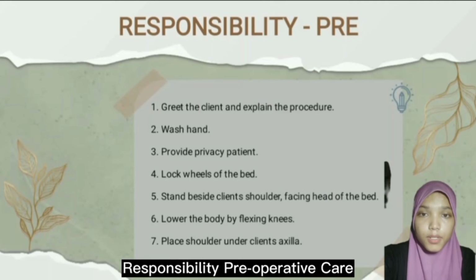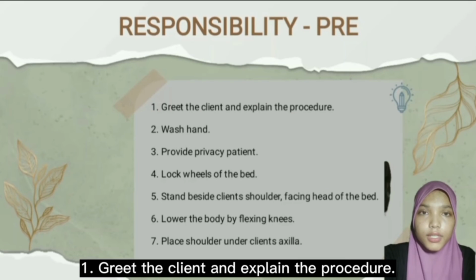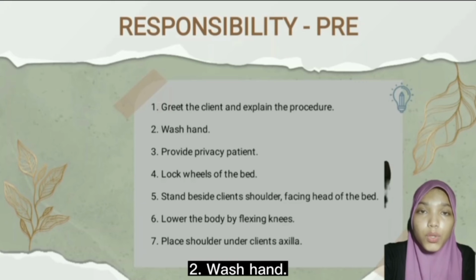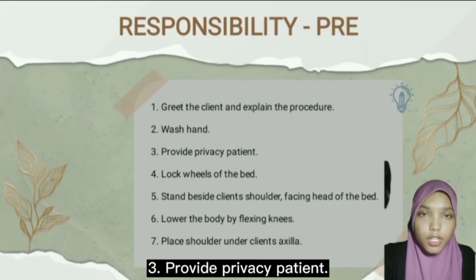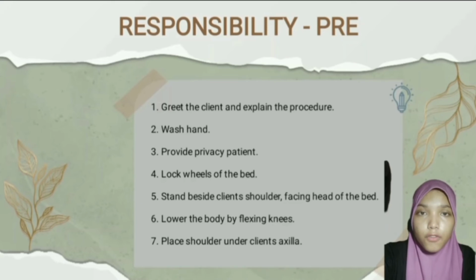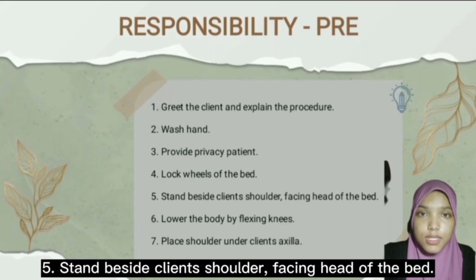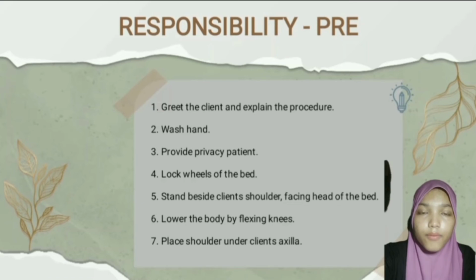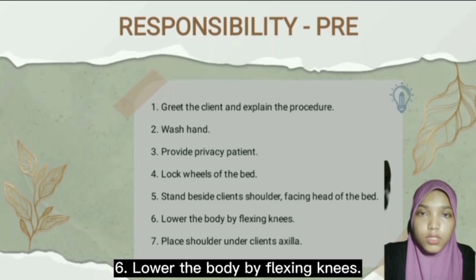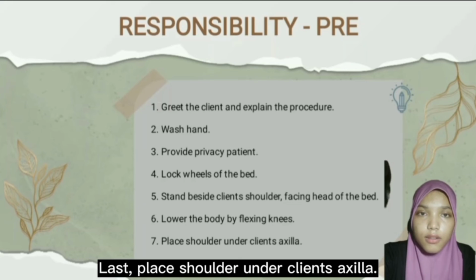Pre-operative care. Number 1, greet the client and explain the procedure. Number 2, wash hands. Number 3, provide privacy for the patient. Number 4, lock the wheels of the bed. Number 5, stand beside the client's shoulder. Number 6, raise the head of the bed. Sit, lower the body by flexing the knees. Last, number 7, place the shoulder under the client's axilla.